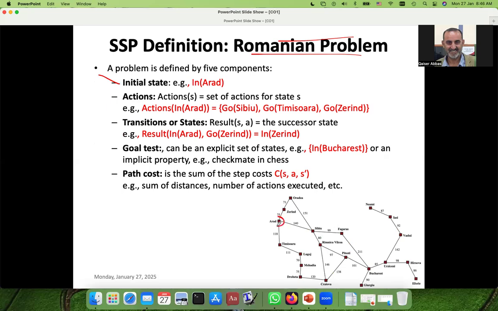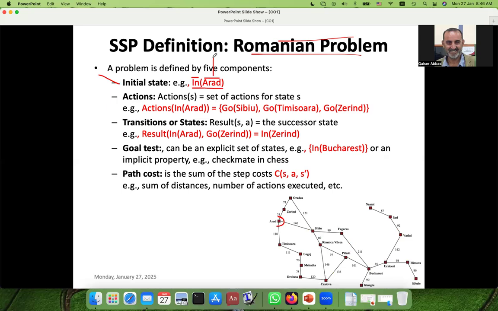Initial state here, according to our discussion, is Arad. So you can write only Arad, or you can say, okay, in Arad. This is the format only, nothing else. You can write directly Arad. But in your book, this format is like an algorithmic format. So initial state is: agent is in Arad. So this is the initial state.